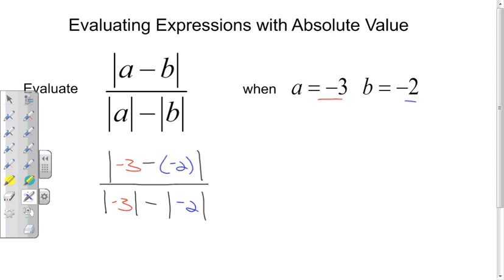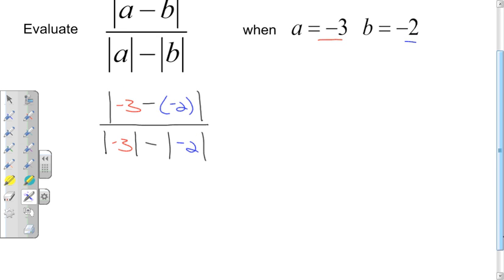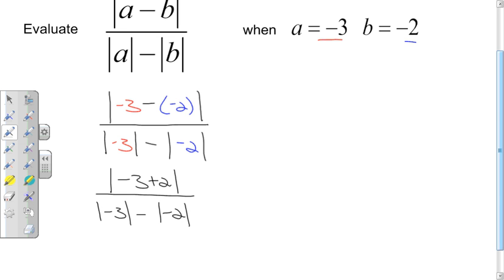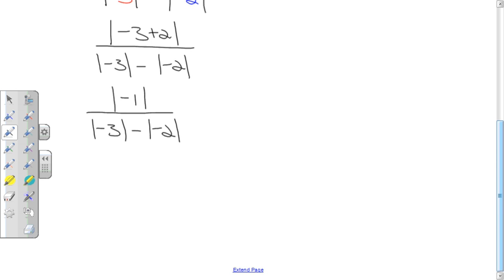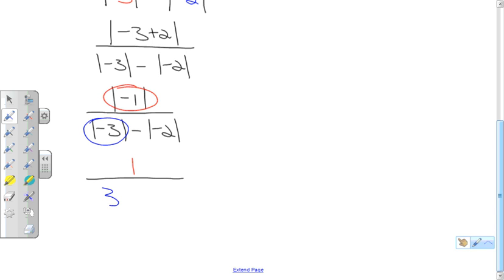So I'll continue to write in a downward fashion. We have the absolute value of negative 3 plus 2 over the absolute value of negative 3 minus the absolute value of negative 2. Then I'll simplify the top even better: negative 3 plus 2 is going to be negative 1. So the absolute value of negative 1 over the absolute value of negative 3 minus the absolute value of negative 2. And now that I've gotten all these absolute value expressions down to one number, I'll simplify them. The absolute value of negative 1 is 1, divided by the absolute value of negative 3, which is 3.